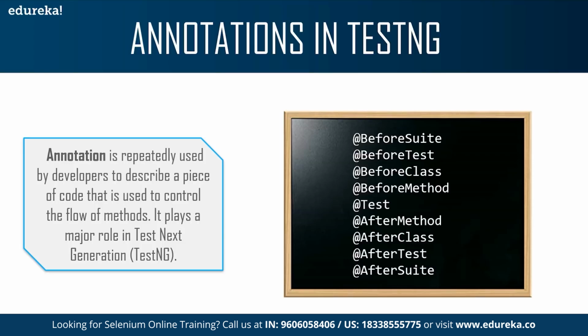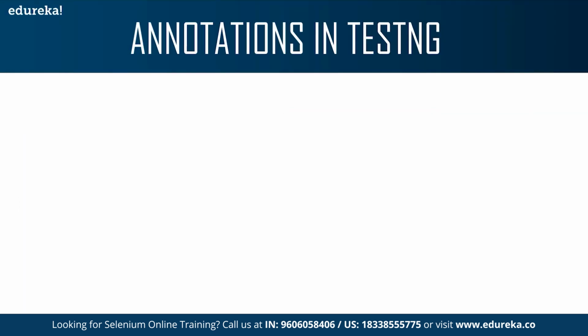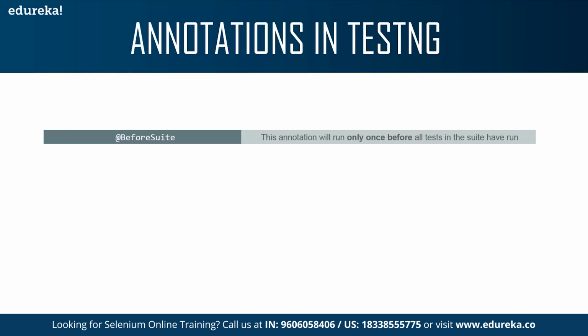So you have @BeforeSuite, @BeforeTest, @BeforeClass, @BeforeMethod, @Test, and @AfterMethod, @AfterClass, and many more. Now let's dive into the details of all these annotations. First, @BeforeSuite. A method which is marked with this annotation will run only once before all the tests in the suite have run.